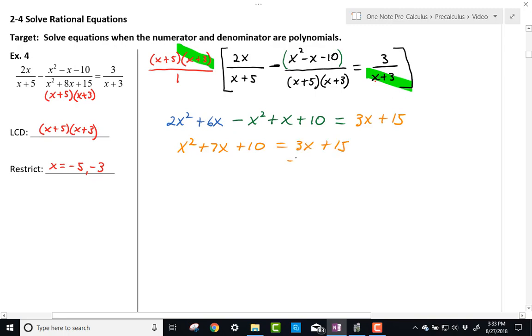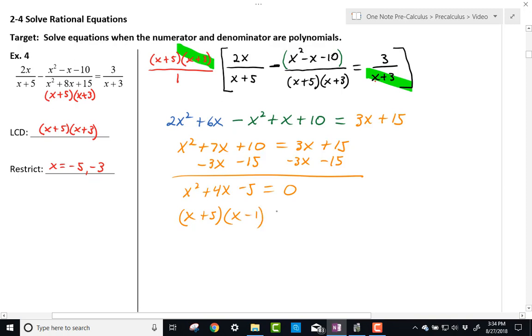So I'm going to have to bring the 3x over to the left. So I'll subtract that, minus 3x minus 3x. I've got to bring the 15 over, so again, I'm going to do that at the same time to save myself a step later on. So I have x squared plus 4x minus 5 equals 0. Factoring this guy, we get x plus 5 times x minus 1 equal to 0.